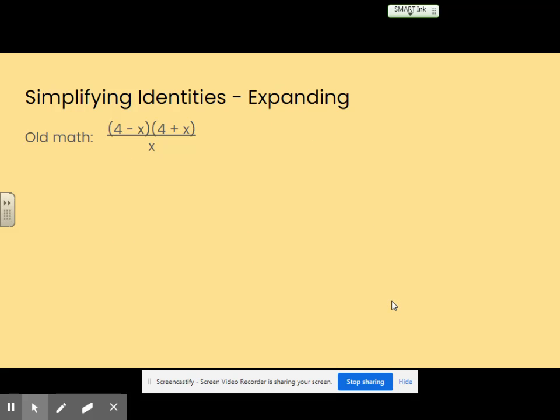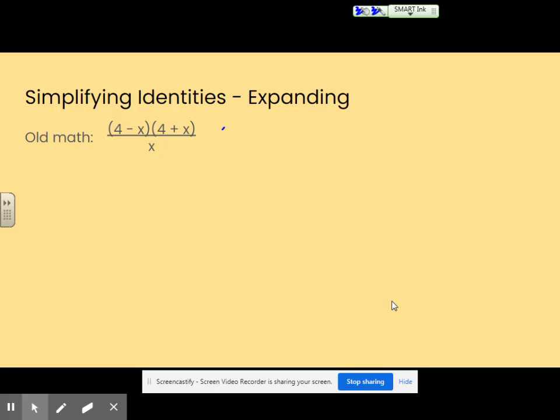All right. Another idea that we use in simplifying identities is this idea of expanding. When we factor, we're taking a long expression and dividing it out to have different sets of factors that are multiplying. When we expand it, we are multiplying those factors out. So this is the closest example that I could think of that relates to our algebra days.